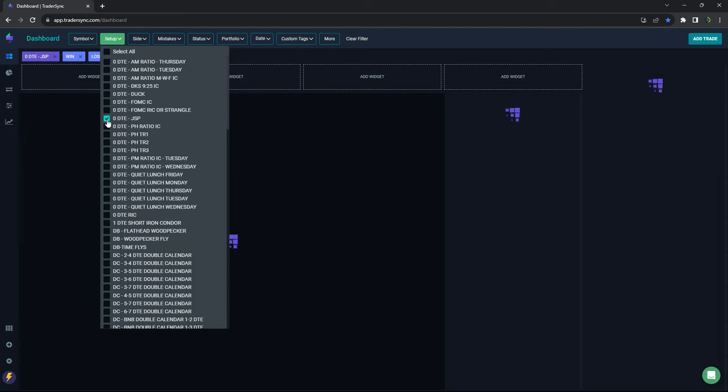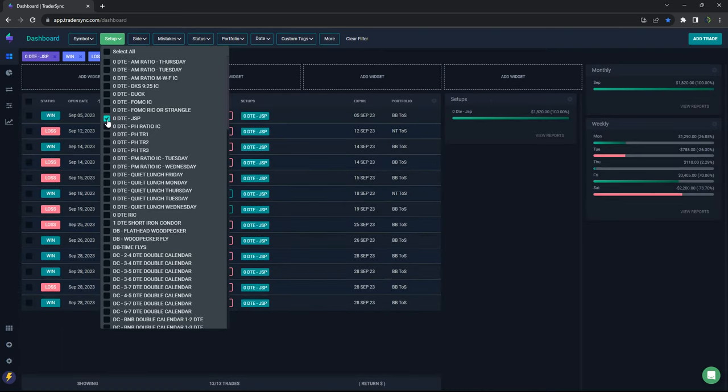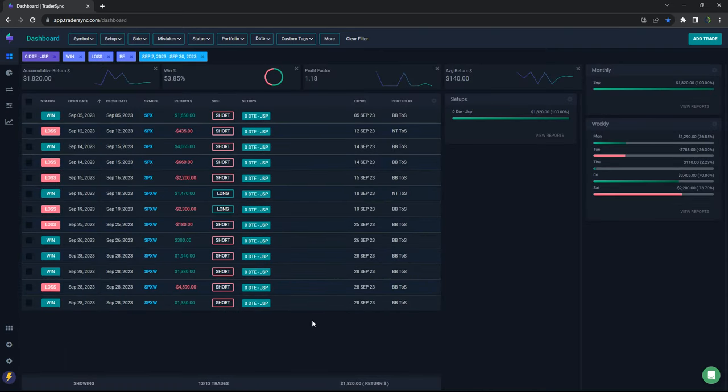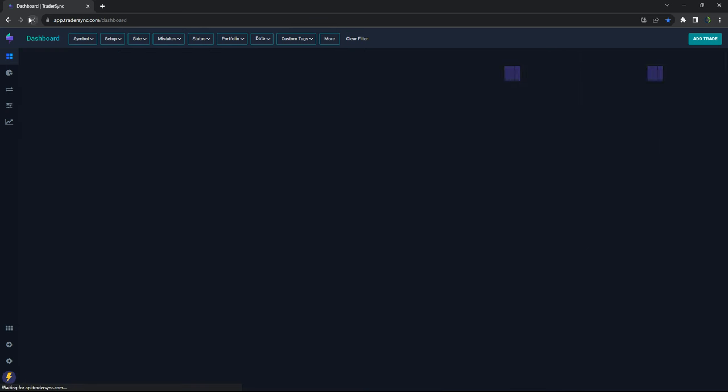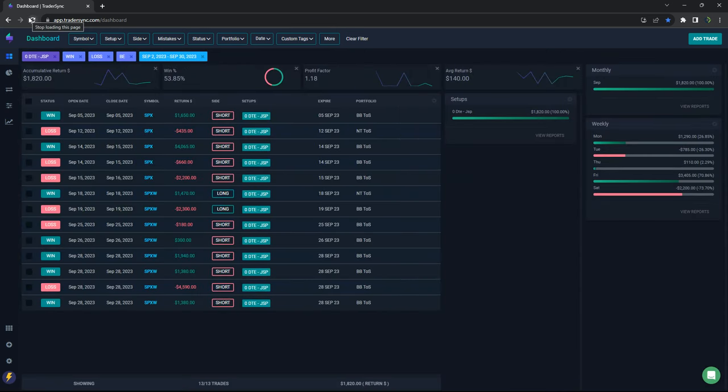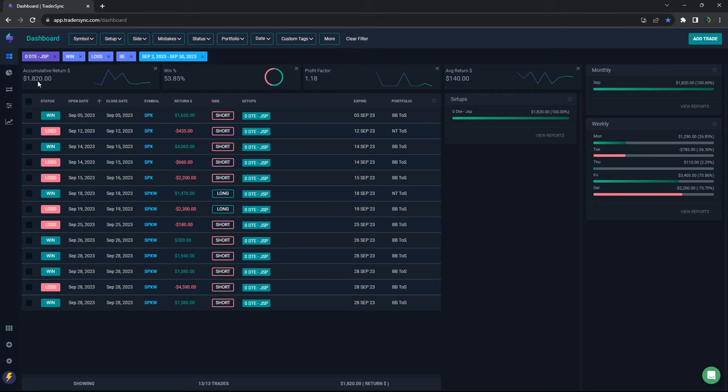JSPs, just sell puts. Did a lot of discretionary trades on the JSPs. Ended up, let me refresh this. I think it was red for the month. Nope, slightly green. So plus 1,820 on the JSPs for the month of September.